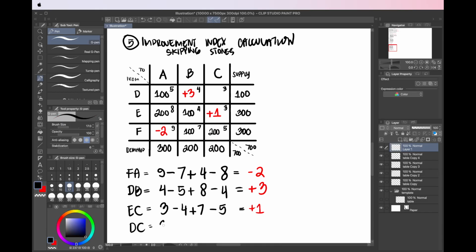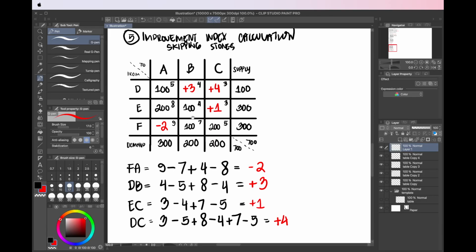So then we just follow the same thing, really. So 3 minus 5 plus 8 minus 4 plus 7 minus 5. So that's 4. So your improvement indices for this table are now these.